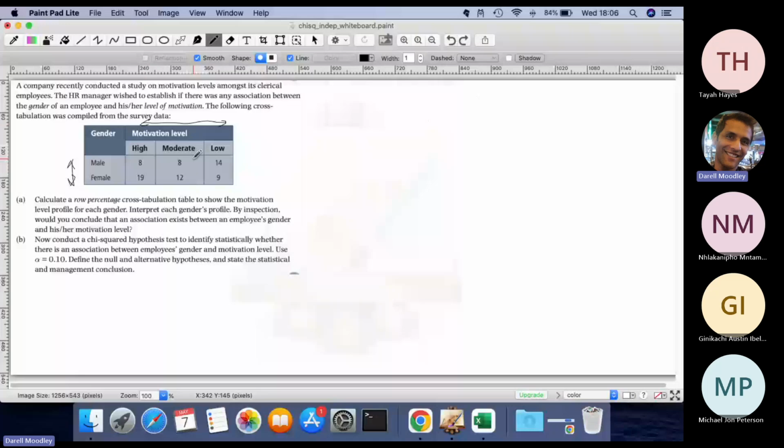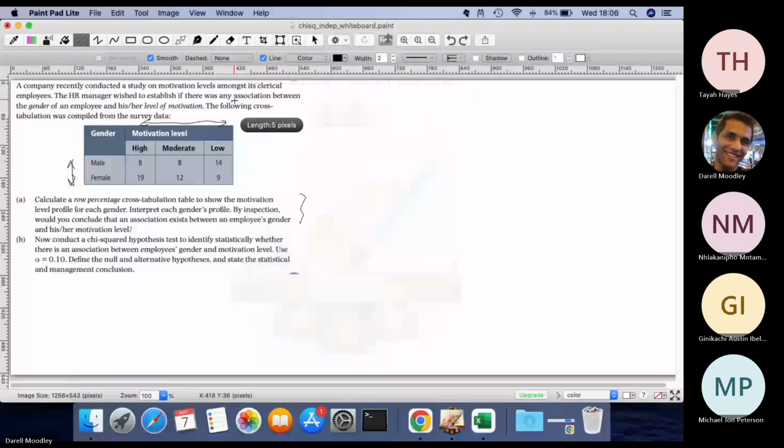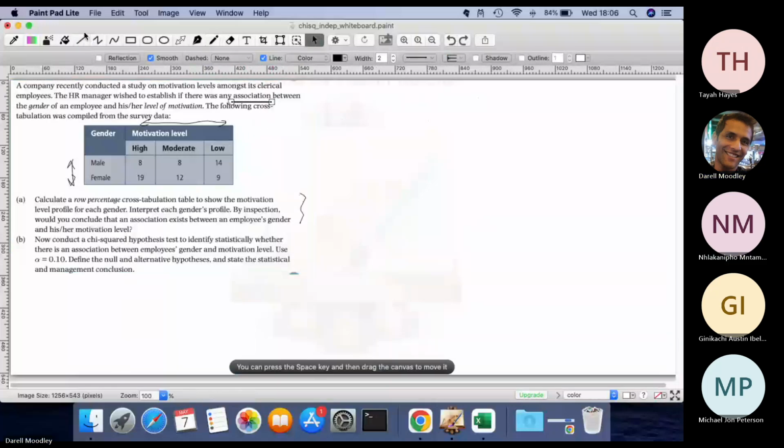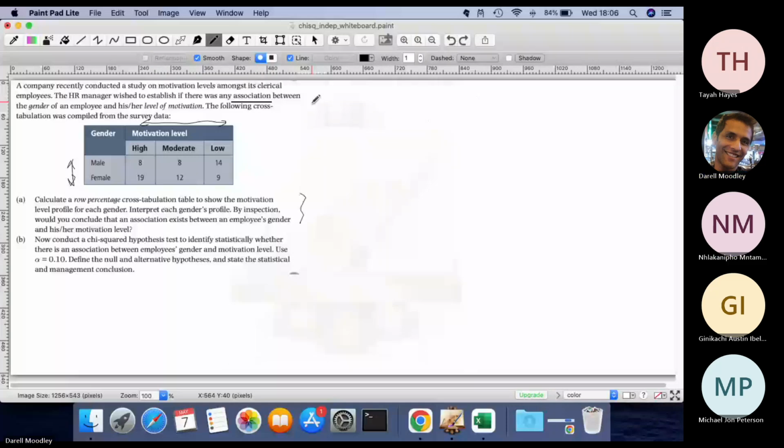In question A, they ask us to just do a little arithmetic, not involving the hypothesis testing. So let's read this text first, and I'll explain it to you. The company recently conducted a study on motivation levels. The HR manager wished to establish if there was any association. Maybe I'll underline that: association. An association is the same thing as looking for independence or dependence between gender of an employee and his or her level of motivation.